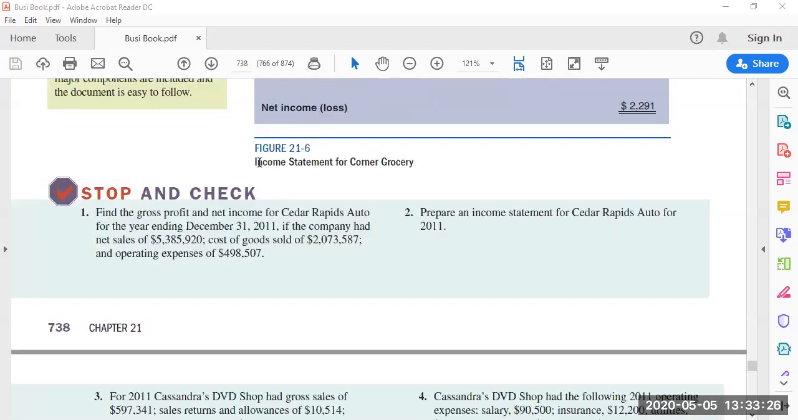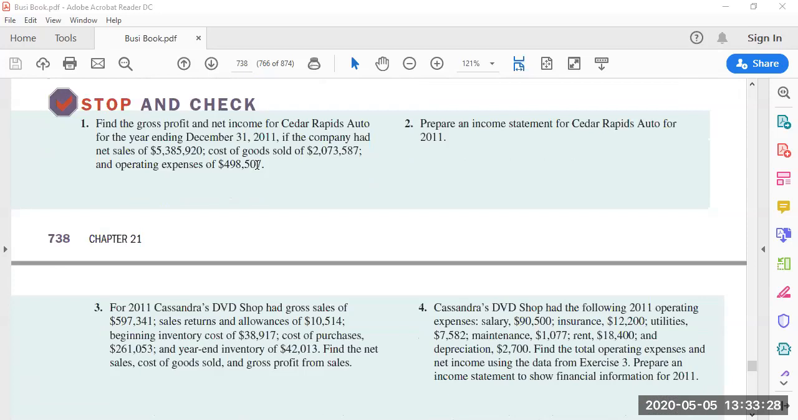So at this point, it is probably a good idea for you to take a look at these stop and check problems. Go ahead, work it out. You need practice in how to work and prepare this income statement. So go ahead, try it out. And once again, check your answers with what's given in the back of the book before moving on.